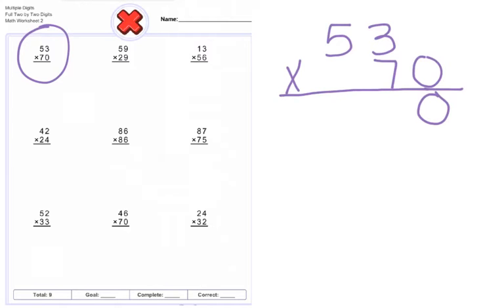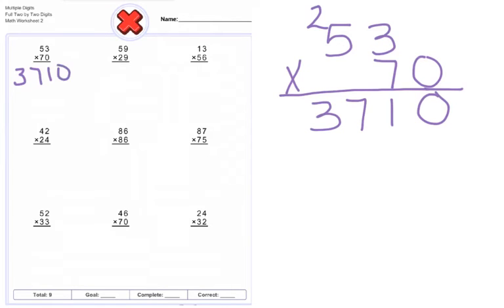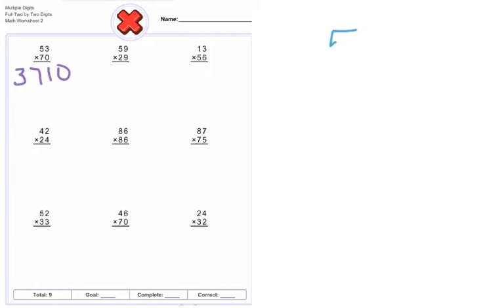And you can go ahead and move on to 7 times 3. So you have 7 times 3 is 21. Put down your 1, carry your 2. 7 times 5 is 35, plus 2 is 37. And you're done with that problem. Number 1 is 3,710. We're going to move on to number 2, and it's 59 times 29.